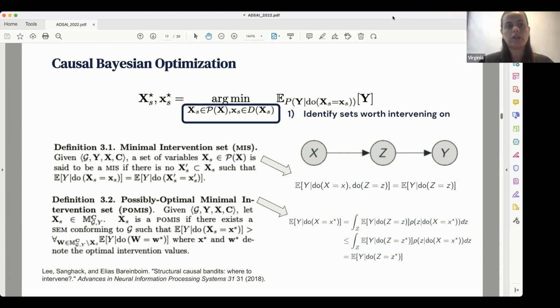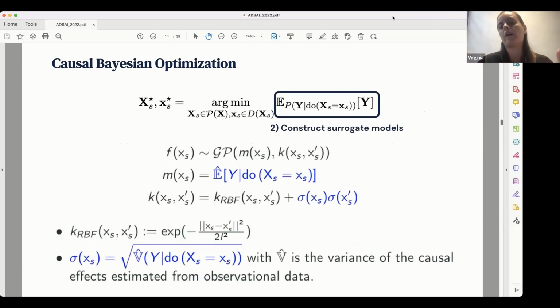So once we have restricted the search space, we need to find a way to construct a surrogate model for these causal effects. And we do that by using Gaussian processes, but we construct the mean function and the kernel function of the Gaussian process in a way that allows us to exploit the available observational data, so the data that we get from the non-intervened system.